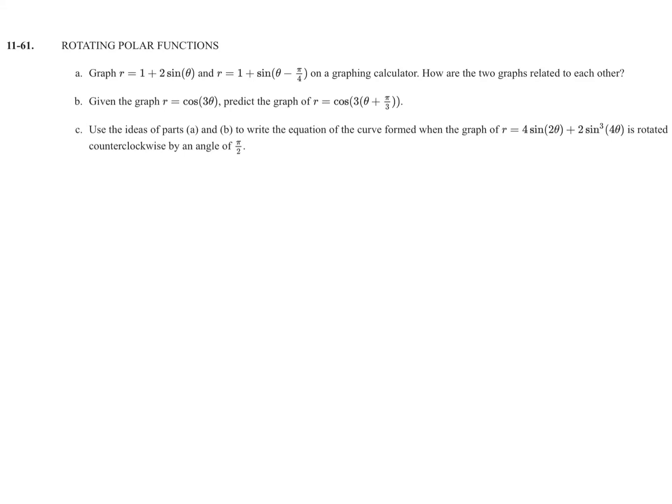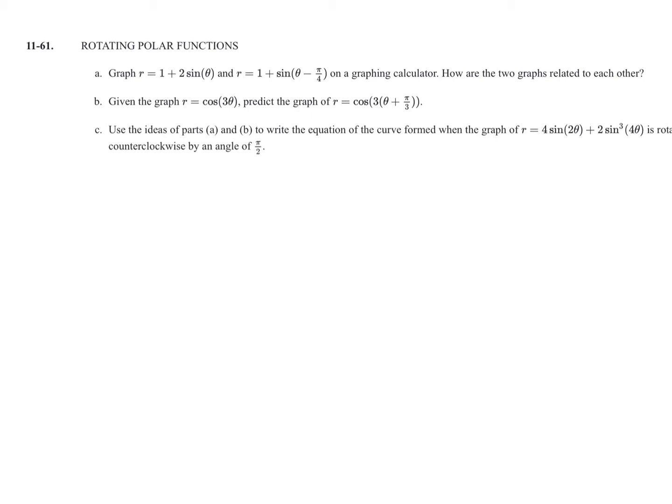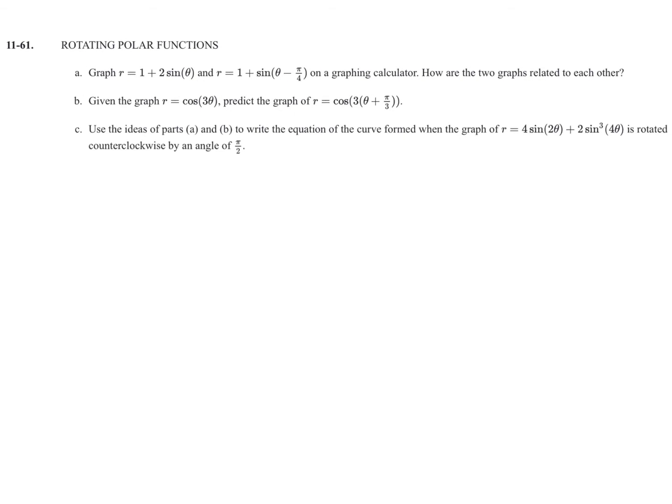Rotating polar curves. So grabbing your graphing calculator, I want you to graph r equals 1 plus 2 sine theta, and then go ahead and graph r equals 1 plus sine of theta minus pi over 4. And I want you to go ahead and put that on your paper, what you see. So pause the video and put it on your paper, the graphs of both of those.